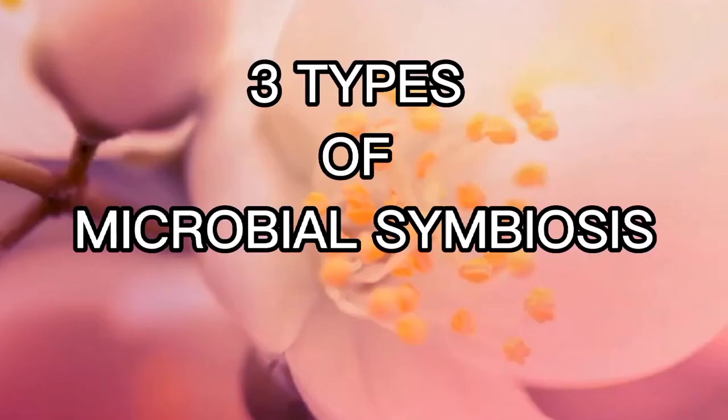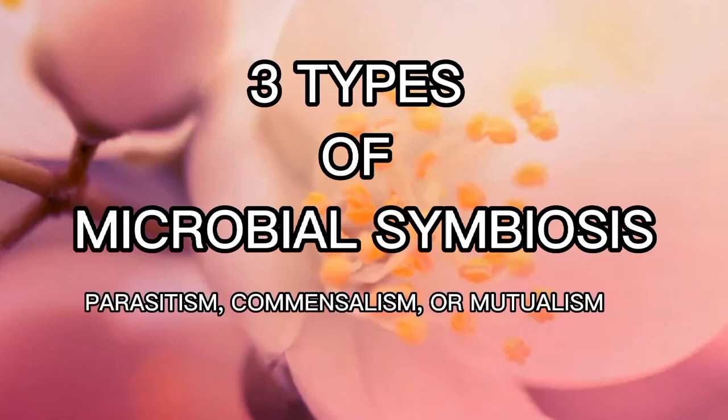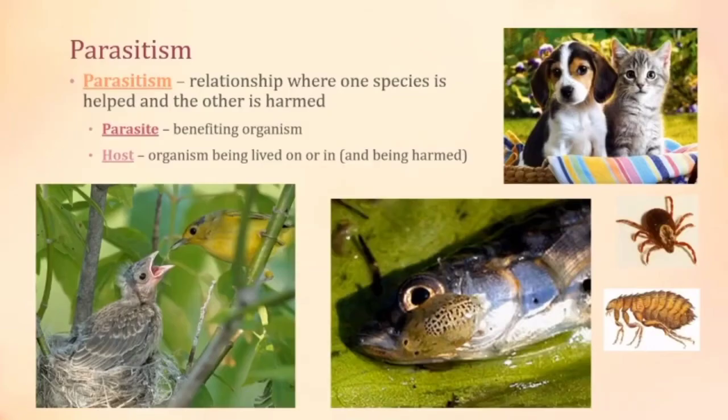There are three types of microbial symbiosis, and they are categorized as parasitism, commensalism, or mutualism. Also, it can be evident as several different patterns of coexistence. The first pattern is known as parasitism. It produces a benefit to one organism at the expense of the other organism.